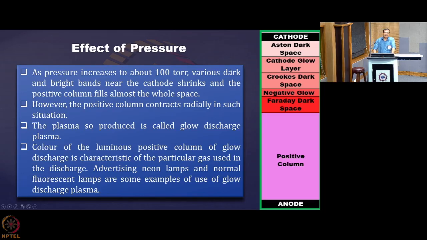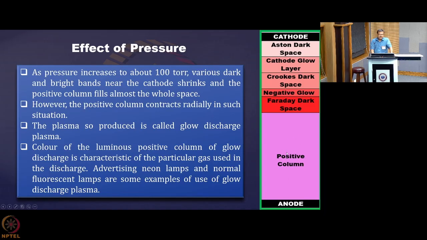On the right hand side of each slide, I have just put the different layers: the cathode, then the Aston dark space, then the cathode glow layer, then the Crookes dark space, negative glow, Faraday dark space, and then the positive column.